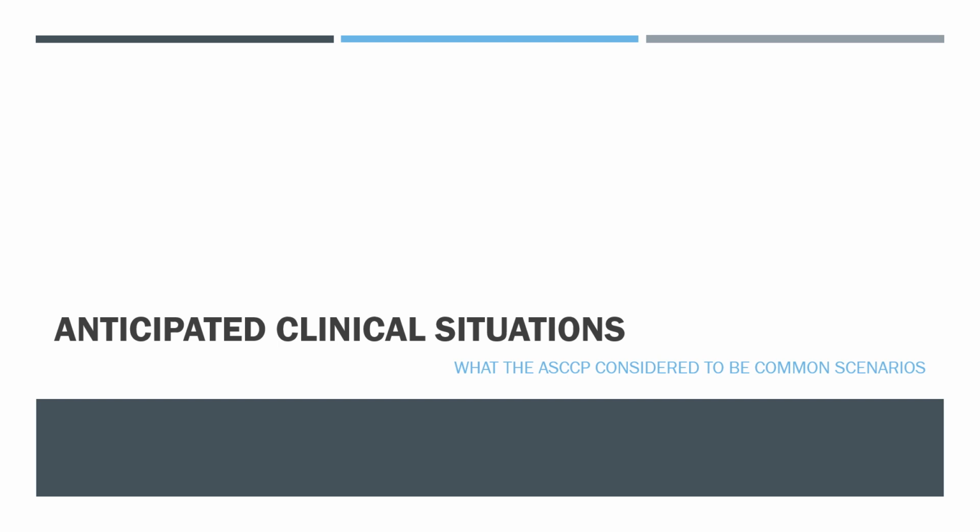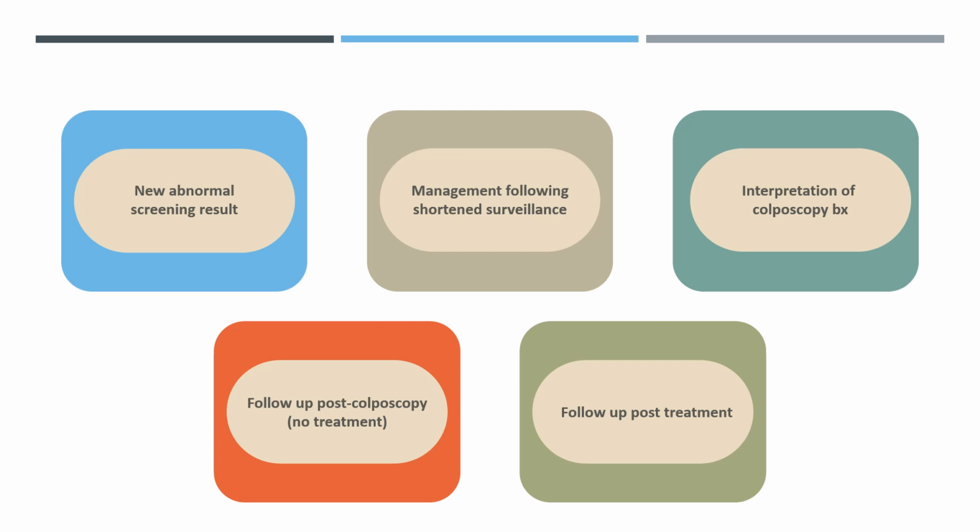So the ASCCP considered the 5 most common scenarios in which you would be looking at cervical cancer screening test results. Each of these scenarios, by their individual nature, affect the predicted risk of your patient. So you can see each of these scenarios incorporates a higher risk profile. So you start with a new abnormal screening result. So this is a patient who came in for routine screening, has not previously had an abnormal screening result, and now has one.